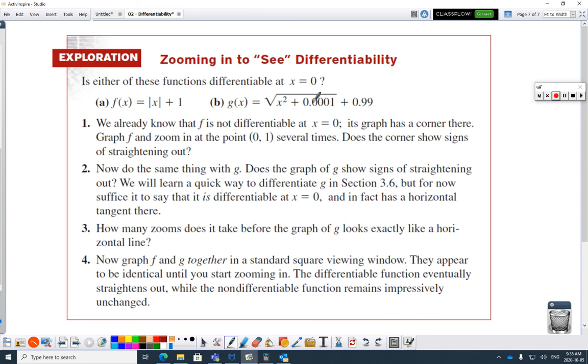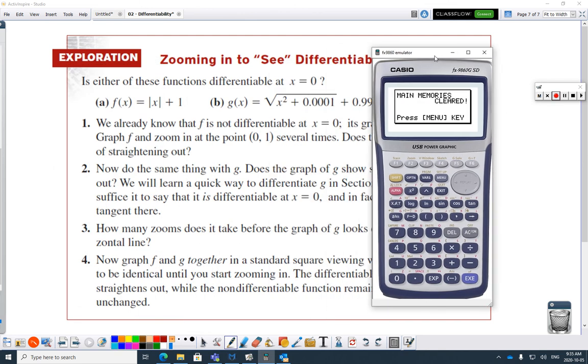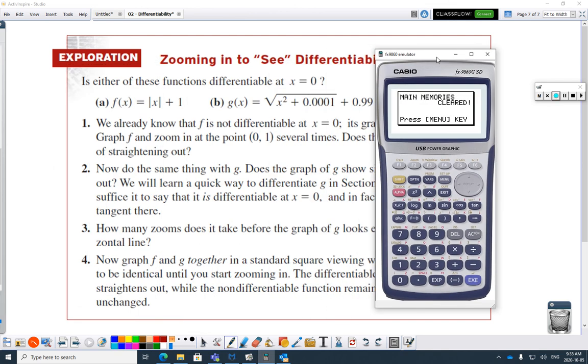So, zooming in to see differentiability, you don't have to do this. Watch me do it. I'm going to do 2 different functions. I know what it's going to say here, so don't even worry about that. If you want to do it later, that's fine. I'm going to go through the whole investigation here. Let's talk about 2 different functions.